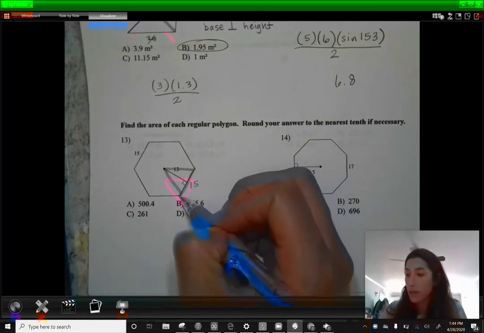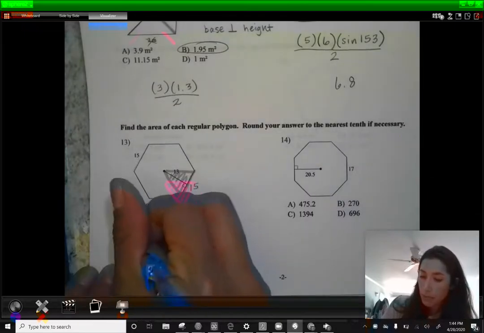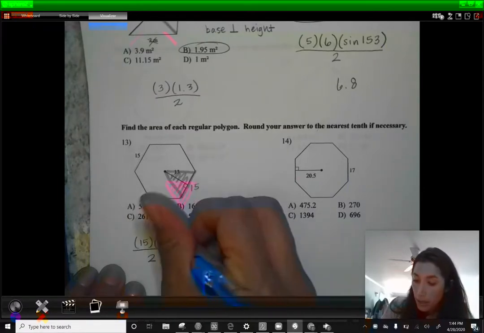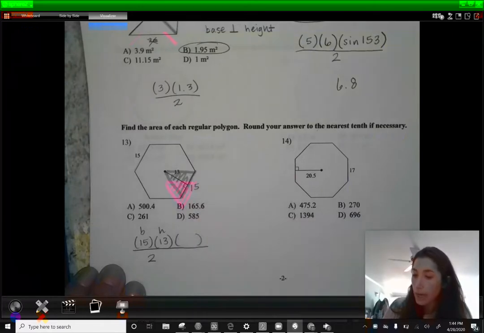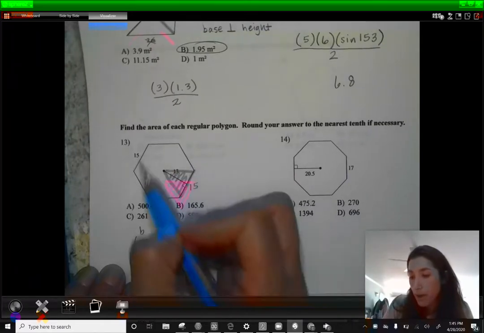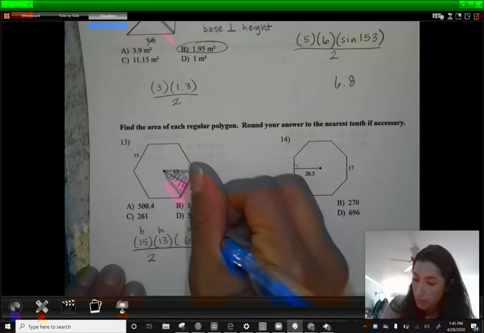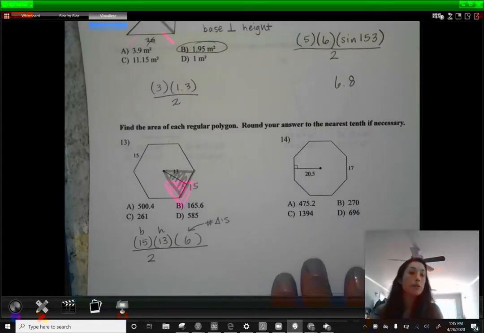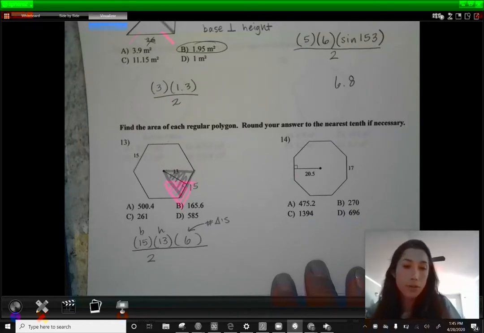So if I want to find the area of this triangle, I would do 15 multiplied with 13 divided by 2. But I want the area of the entire shape. So this was the base, this was the height, and this is a 1, 2, 3, 4, 5, 6-sided shape. So this is the number of triangles. So essentially when you're finding the area of a regular polygon, you're going to use the side angle side method, or you're going to use the base times height divided by 2 method, but you just need to make sure you multiply it by however many triangles you have.